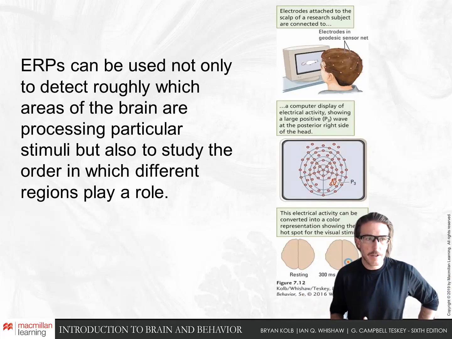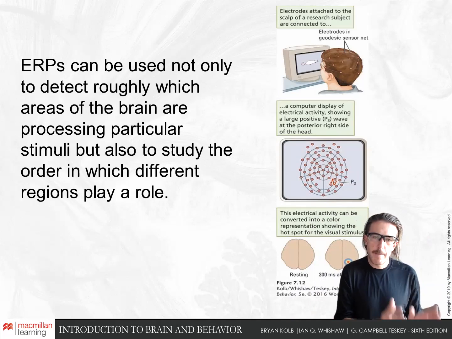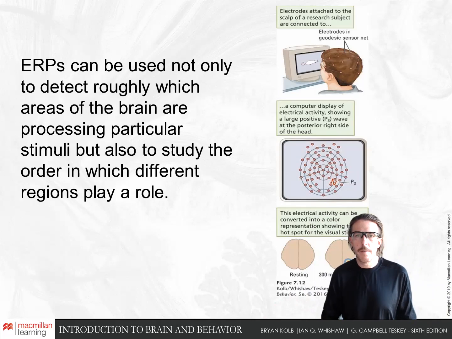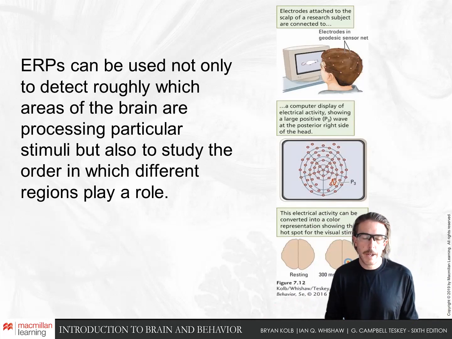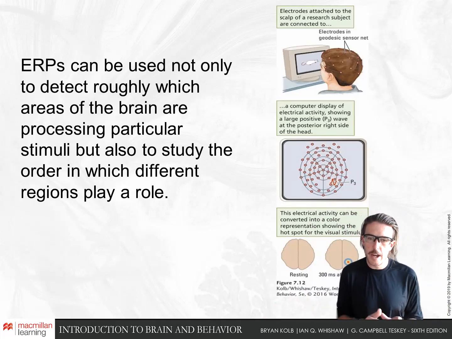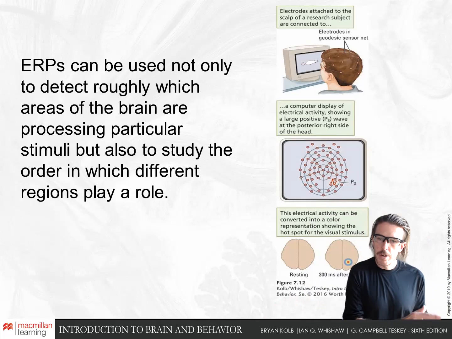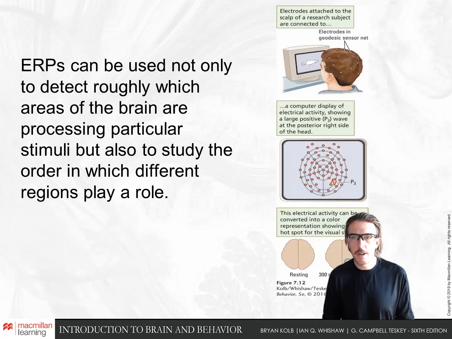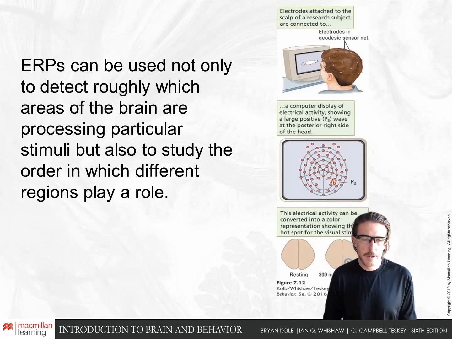What it's most beneficial for is to identify the temporal stages during which certain processes occur. Because of its great resolution in time, it can measure things at a very fast resolution. So you can identify which process occurs first and which process occurs second.